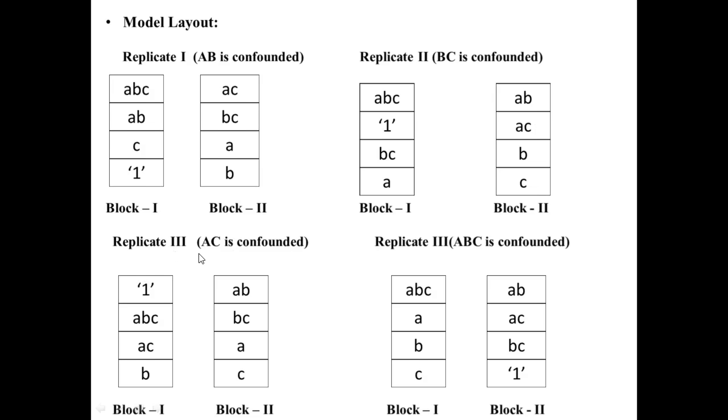Similarly, in replicate 3 we confound the AC interaction effect. Here also in block 1 we consider the positive effects, and in block 2 we consider the negative sign treatment combinations. So we get block 1 like this: 1, ABC, AC and B, and in block 2 we get the treatment combinations AB, BC, A and C. In replicate 4, in this fourth replicate, we confound the ABC interaction effect.